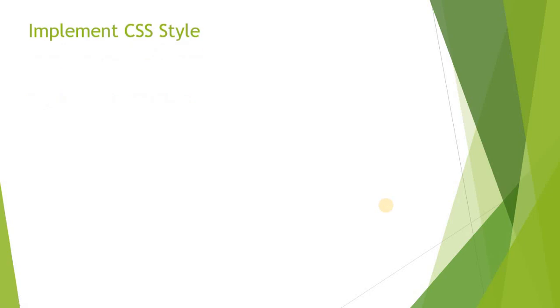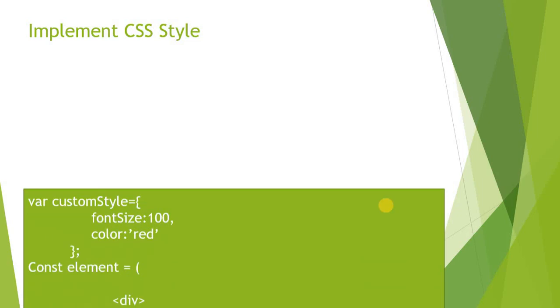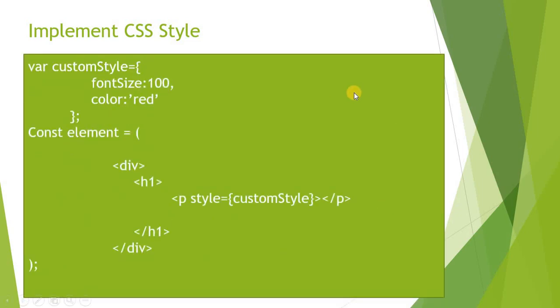You can also implement CSS styles as well. For defining the CSS, you use the simple style attribute and define the particular inline style, or you can give a simple variable name, which you define under curly braces. In this example, I have created a simple style, that is customStyle, in which we define the font size and the color.